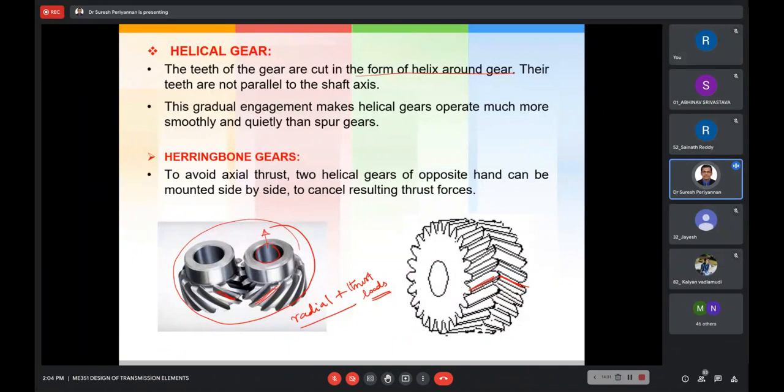Now come to the herringbone gear. This is a special type of gear consisting of two helical gears of opposite hand of helix, designed with a single solid disc, on the outer circumference of that disc. Based on this design concept, this set of teeth and this set of teeth result in equal and opposite thrust reactions.